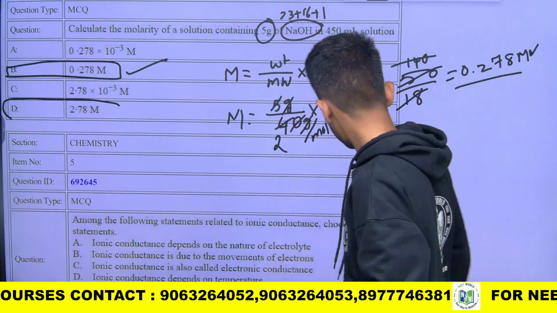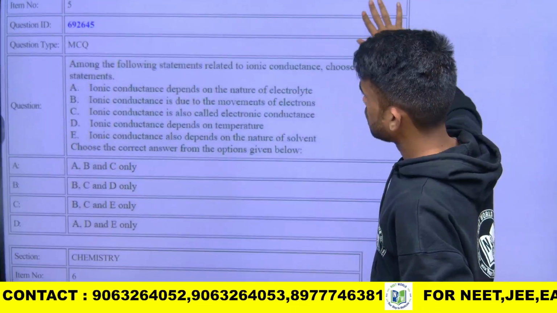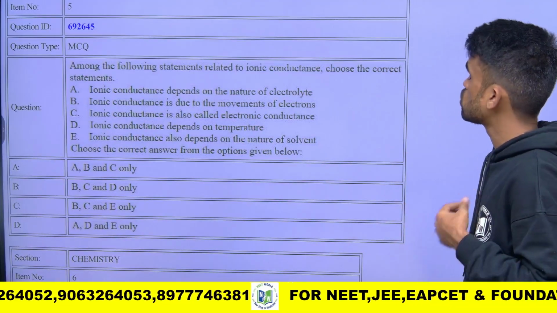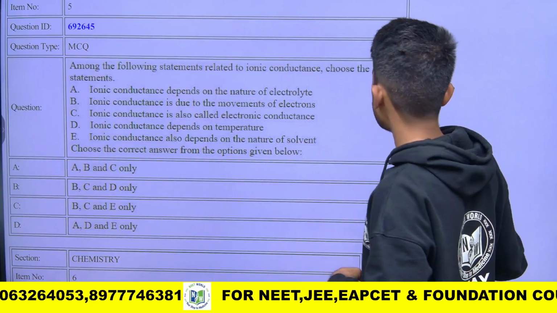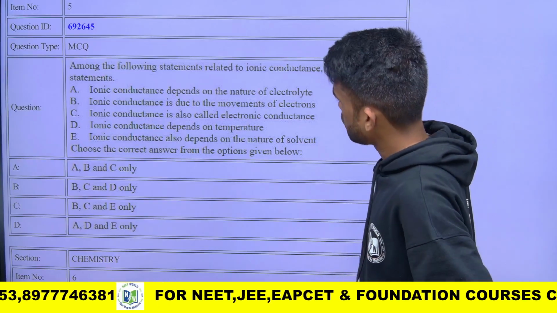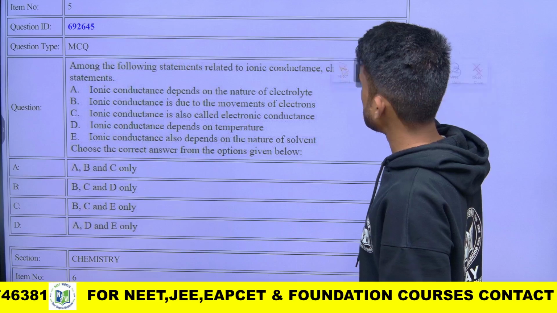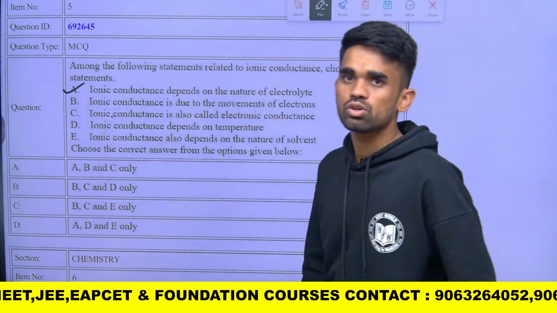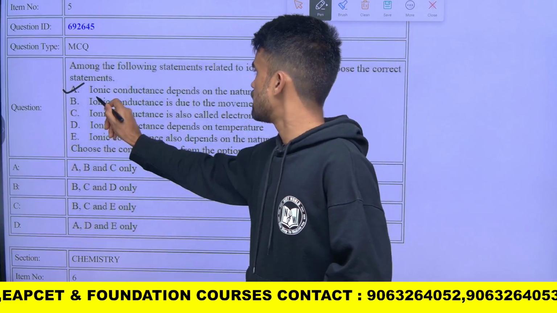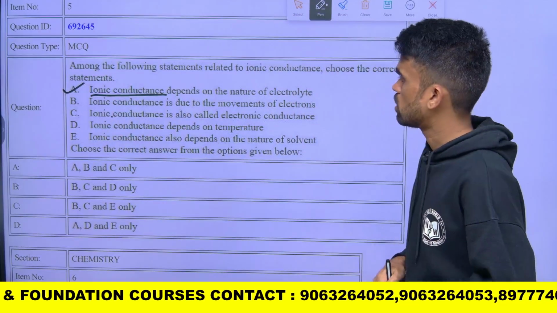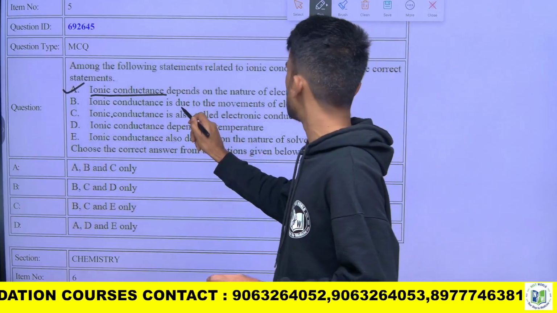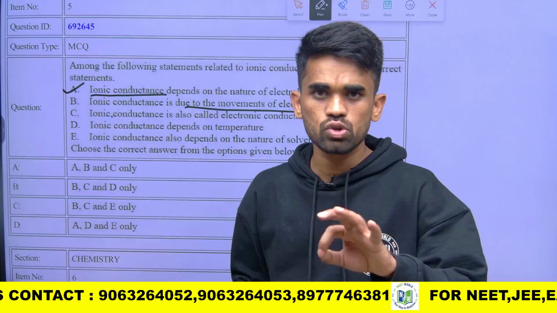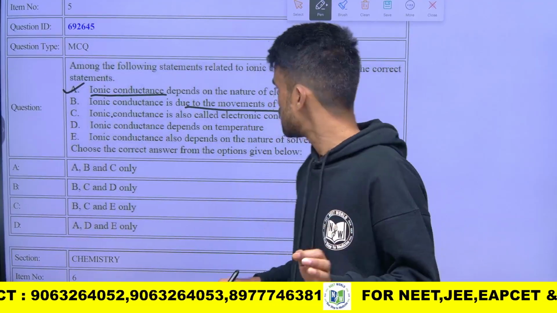Let's move further. Fifth question here: among the following statements related to ionic conductance, choose the correct statement. Depending on the options we will go. Ionic conductance depends on the nature of the electrolyte, yes, whether it is a strong electrolyte or a weak electrolyte. Ionic conductance is due to movement of electrons? No, the name itself says ionic conductance, it is conductance due to the presence of ions, so that is not due to electrons.